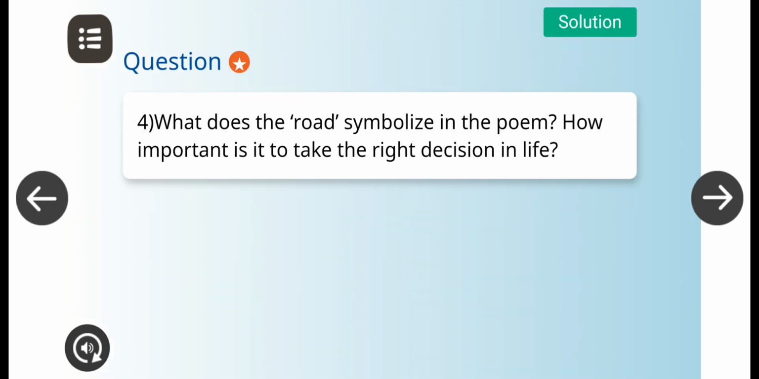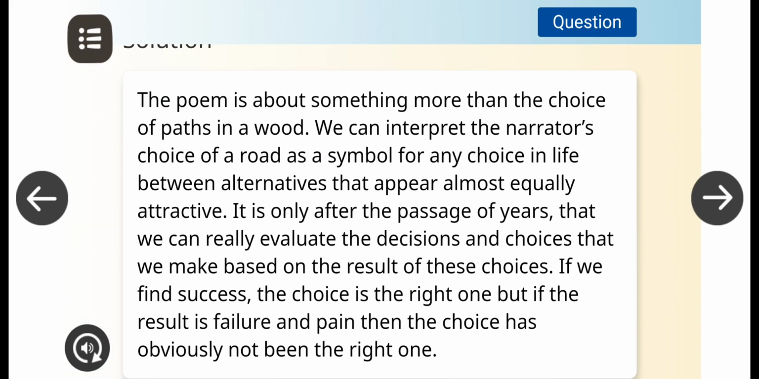What does the road symbolize in the poem? How important is it to take the right decision in life? So the question asks, what are those roads symbolizing in the poem? What does it actually stand for? And how important is it for us to take the right decision in life?